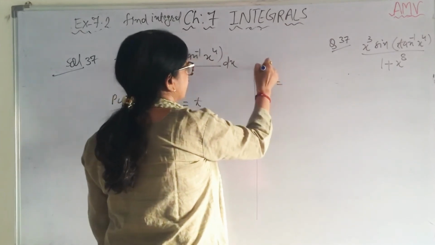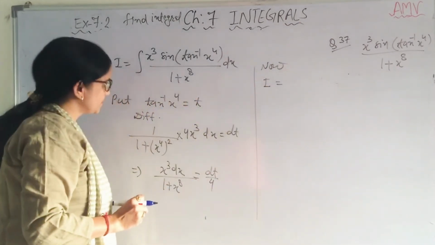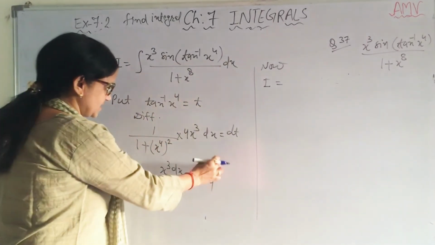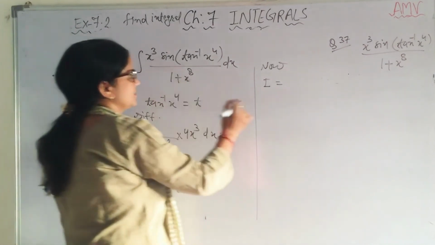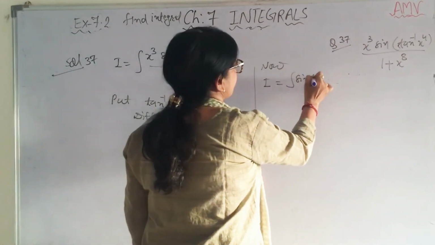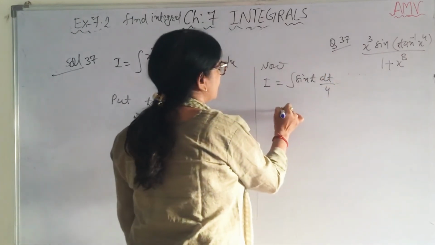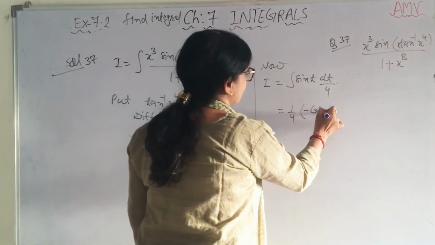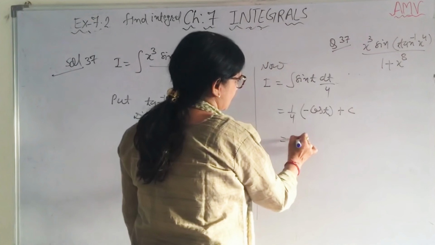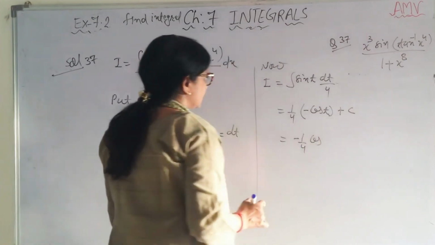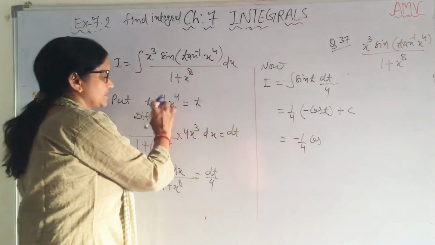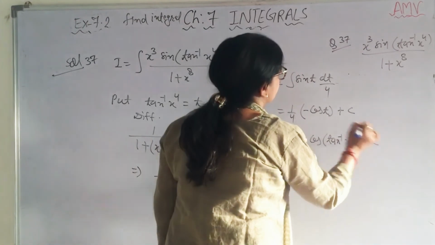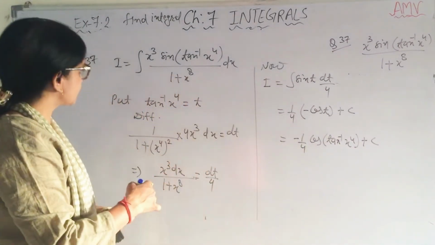You will get I is equal to x cube dx by 1 plus x raised 8, it is dt by 4, and here it is sin t. So you will get sin t dt by 4. 1 by 4 take outside. Integration of sin t is minus cos t plus c. Now minus 1 by 4 cos, substitute the value of t, it is tan inverse x raised 4 plus c. This is the answer. This exercise ends here, students.